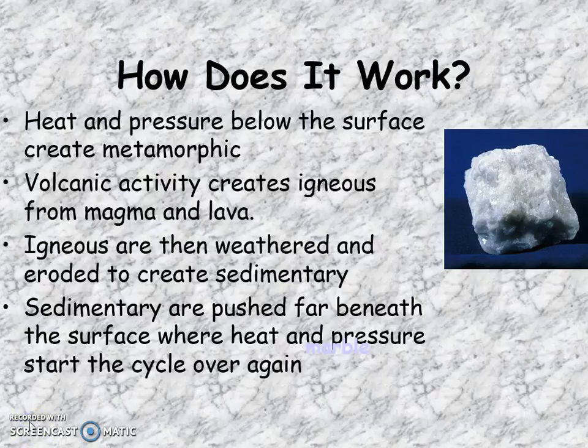Let's do a very simplified version here. So essentially, we have heat and pressure below the surface of the Earth that's creating our metamorphic rocks deep within the Earth. Now, volcanic activity eventually will push those rocks, which have been changed into magma and lava, up to the surface. And then we know that igneous rocks are created from that magma and lava once it comes out.